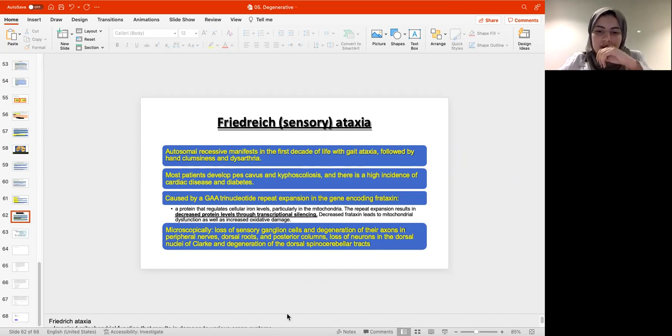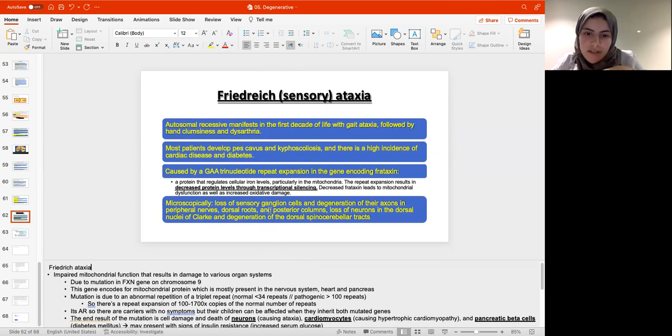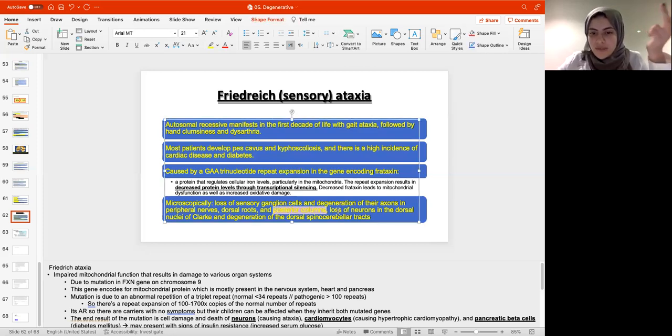Affects the dorsal column and spinocerebellar tracts. I think, yeah, because he mentions it here. Degeneration of their axons and peripheral nerves, dorsal roots and posterior columns. Loss of neurons in the dorsal nuclei of Clark, and degeneration of the dorsal spinocerebellar tracts. Okay, that's why it causes dysarthria as well. So it overlaps between dysarthria as well as ataxia. Okay.